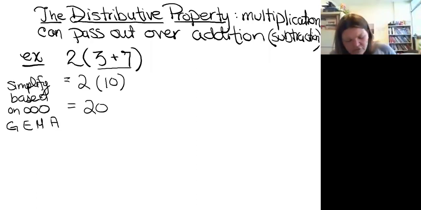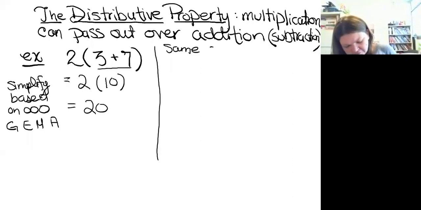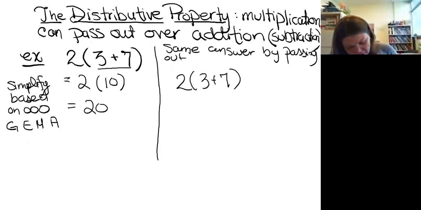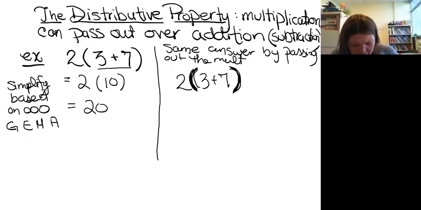Well, what I want to show you is that I can get to the same answer another way. I can get to that same answer by passing out the multiplication. So what am I saying when I say 2 times all of 3 plus 7? You see how I have these parentheses? That's why I use the word all. This 2 is multiplying by everything in the parentheses. And so because of that, another way I could do this problem is by passing out the multiplication.